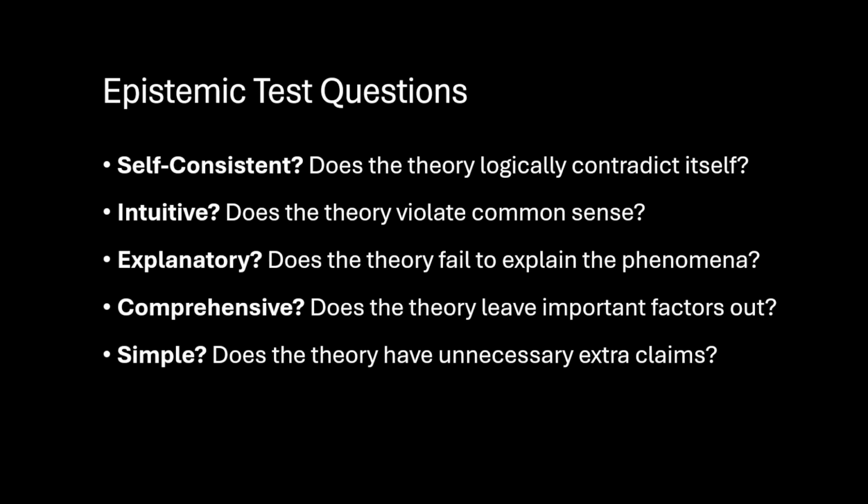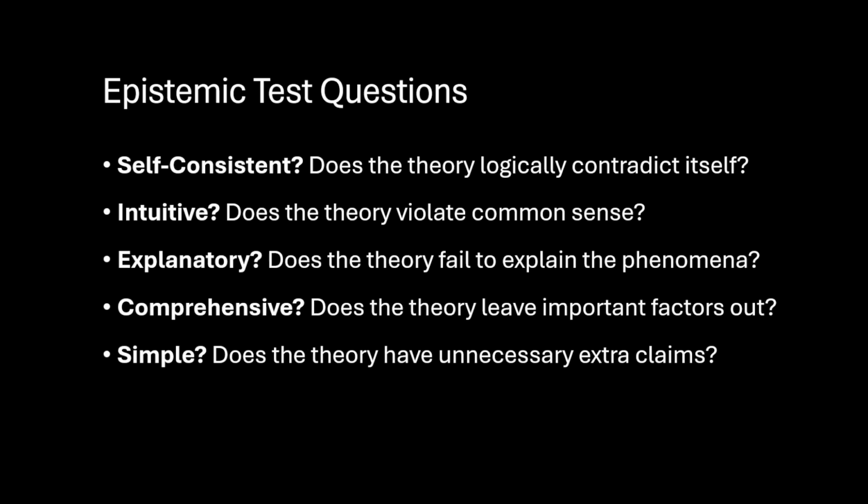And lastly, we can ask, is the theory simple? In other words, does the theory have unnecessary extra claims? So, the fewer claims we make, the fewer claims we have to defend. The more claims we make, the more claims we have to defend. If we make only a few claims, there's going to be a small chance that we're wrong. And if we make a lot of claims, there's going to be a large chance that we're wrong.